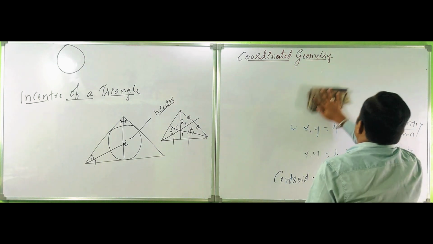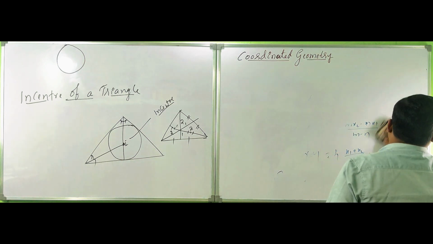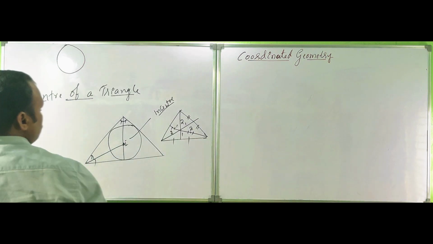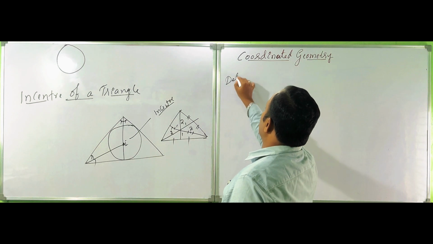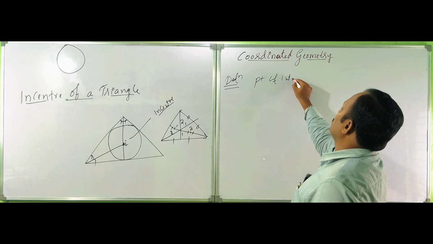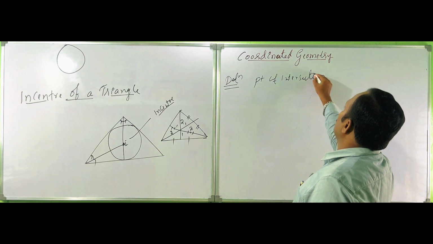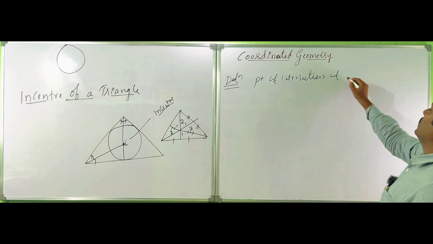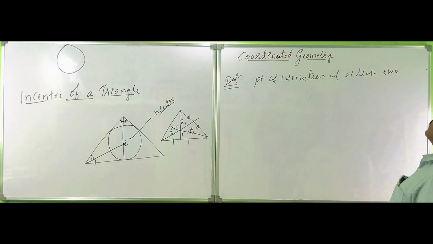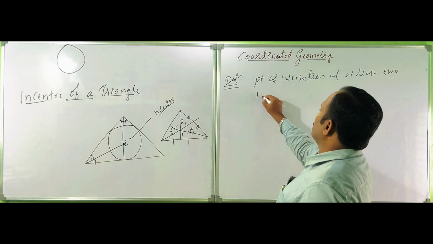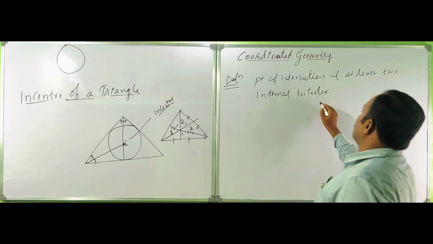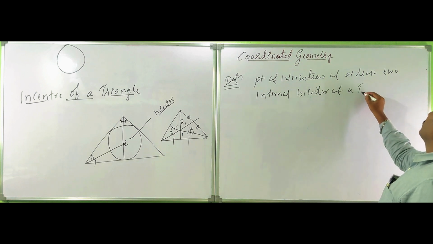So let's derive the formula for the incenter of the triangle. What is the definition of the incenter? It is the point of intersection of at least two internal bisectors of the angles of a triangle.